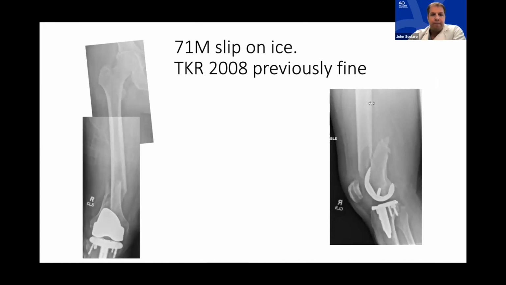Nice. All right, so this is a 71-year-old male, slip on ice, had a total knee replacement in 2008, and so has this displaced metadiaphyseal fracture. Looks like it's a posterior cruciate retaining knee. Almost looks somewhat similar to one of those ones that Justin had showed previously. So Justin, when you see this 71-year-old male with a total knee, are you going to be thinking about using a dual plate construct, or a single lateral plate, single nail? What are your thoughts?